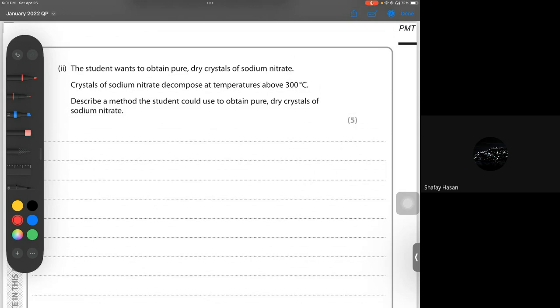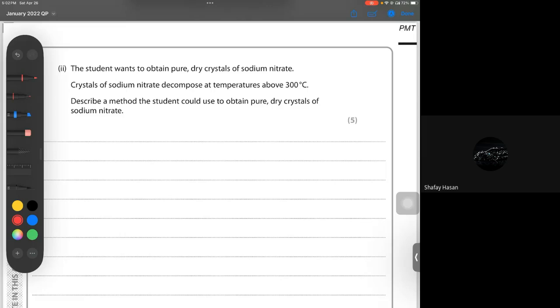Then we have to leave it to cool the crystals. Then we have to pour off excess liquid, and we would be getting the crystals of that salt. Then we can dry the crystals. After drying the crystals, I would be getting the pure salts, pure crystals.